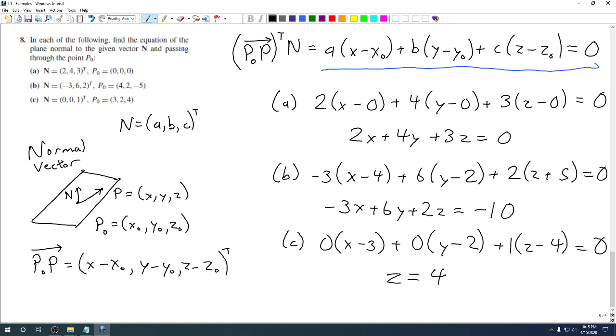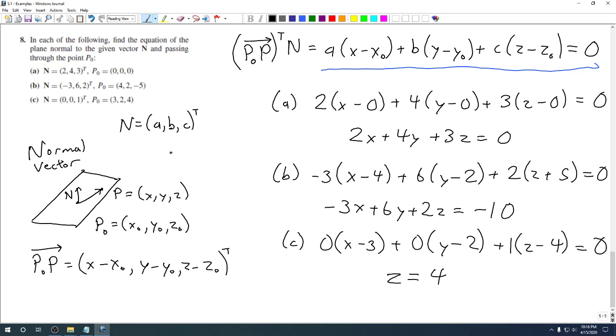And part of some of the stuff you do in Calc 3 is how would we find such a normal vector. It's not always the most obvious thing. If you remember the cross product, if you've ever heard of that, that's one of the techniques that they use to actually find these normal vectors. But we're not going to be working with the cross product in linear algebra. Mostly because it doesn't generalize to anything other than R3.